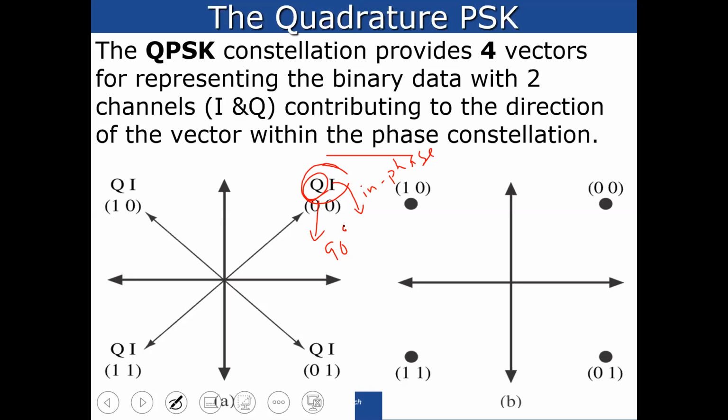The quadrature phase shift keying signal will require only half the bandwidth that is required by binary phase shift keying. So if binary phase shift keying requires FB as its bandwidth, in quadrature phase shift keying I only need FB over 2. I need only half of that bandwidth. We call this data bandwidth compression, and it's happening in quadrature phase shift keying.